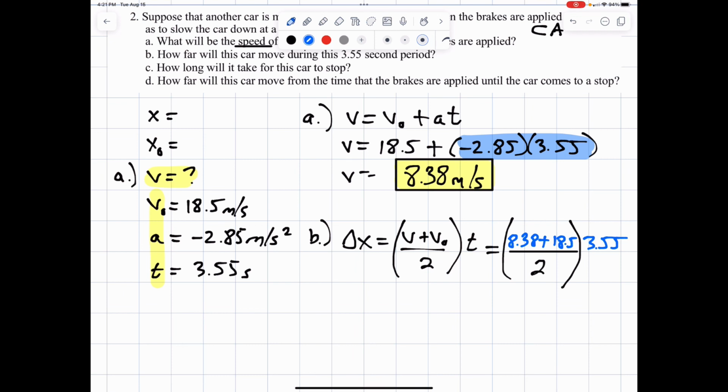So put that in your calculator. We're going to go 8.38 plus 18.5, hit equals, divided by 2. Then go ahead and multiply it by 3.55. 8.38 plus 18.5 divided by 2 times 3.55. That gives us about 47.7 meters.